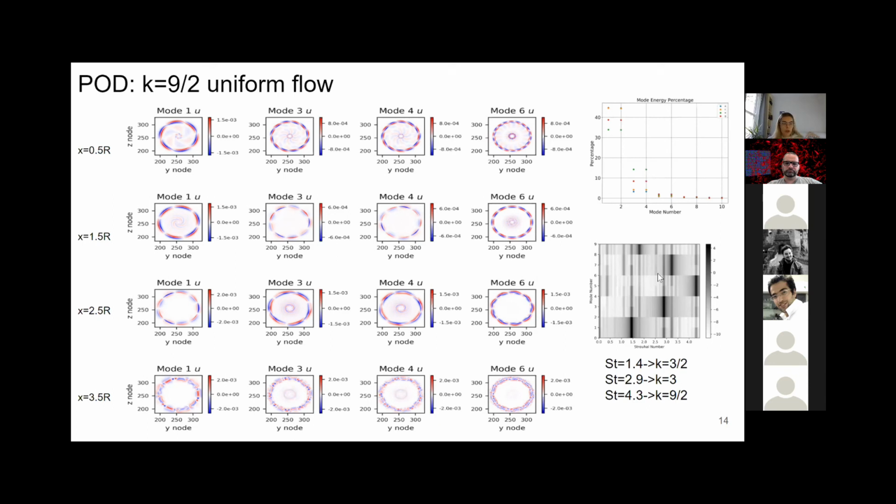Lastly, I've just got a plot of the power spectral density for this location at 2.5 R. You can see that we've got dominant frequencies for the wave number relating to 3/2, which you would hopefully expect as 4.5 is a multiple of this. We have a frequency relating to k equals 3, which is just of our unperturbed flow, and then we also have a spike for our wave number of 9/2, which is what we're perturbing here.